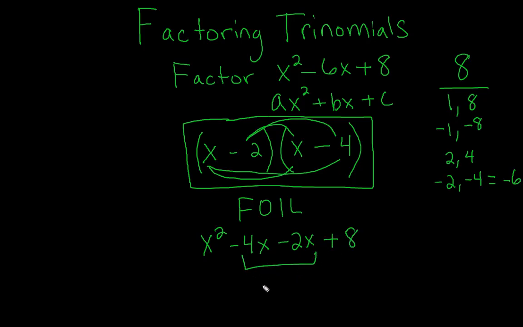Combining like terms makes this a negative 6x, giving us x squared minus 6x plus 8, which matches our original trinomial that we started with. So we know x minus 2 times x minus 4 is the correct factored form of this trinomial.